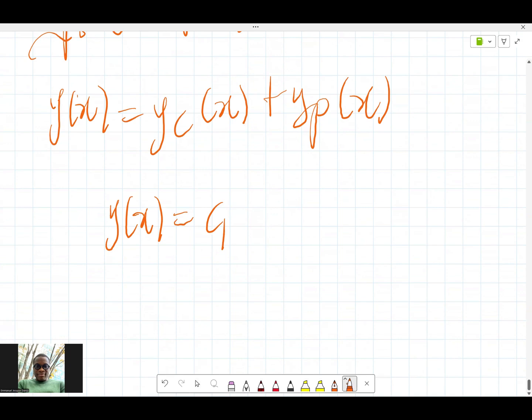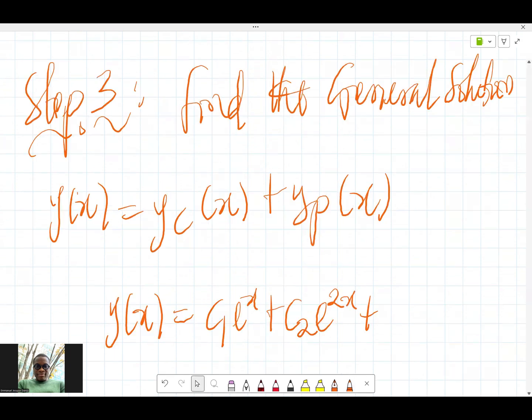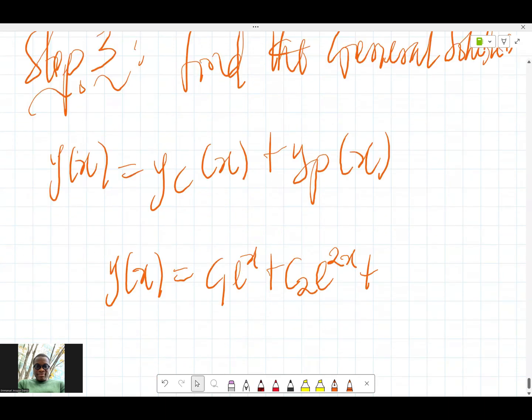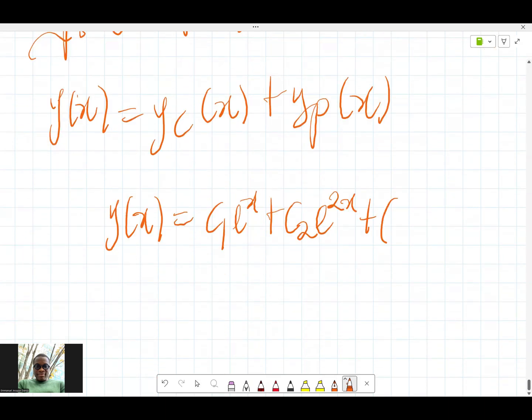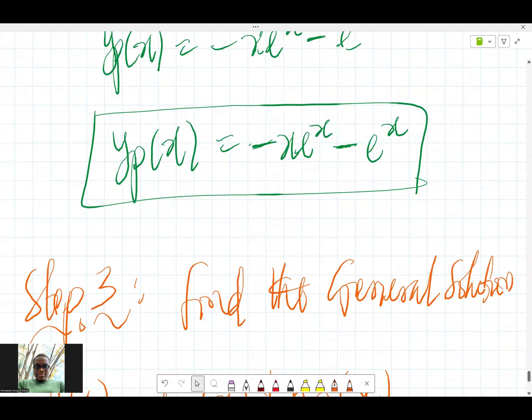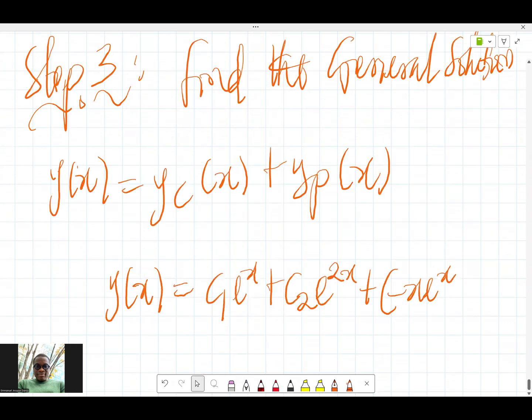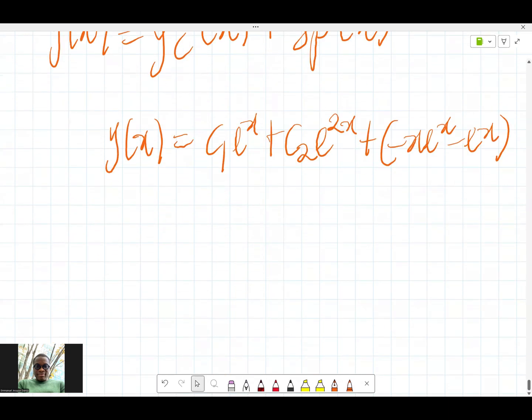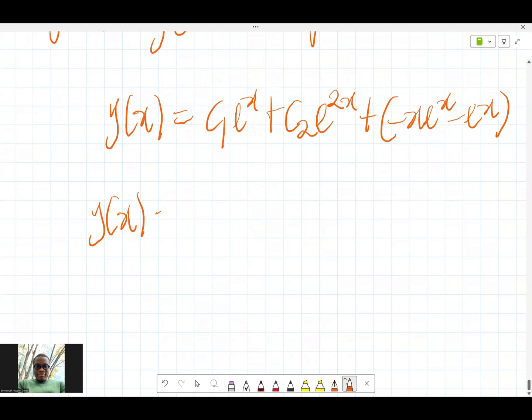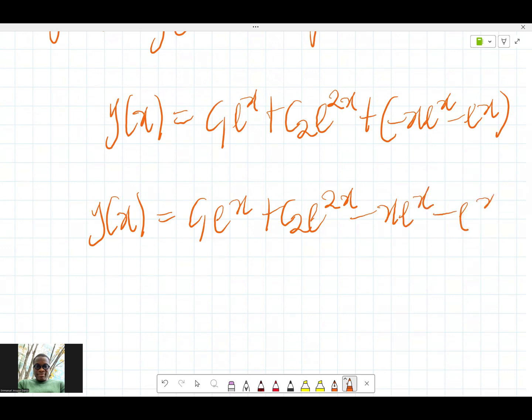So y(x) equals c1 e^x plus c2 e^(2x) plus yp. Now yp of x is minus x e^x minus e^x. So y(x) is equal to c1 e^x plus c2 e^(2x) minus x e^x minus e^x.